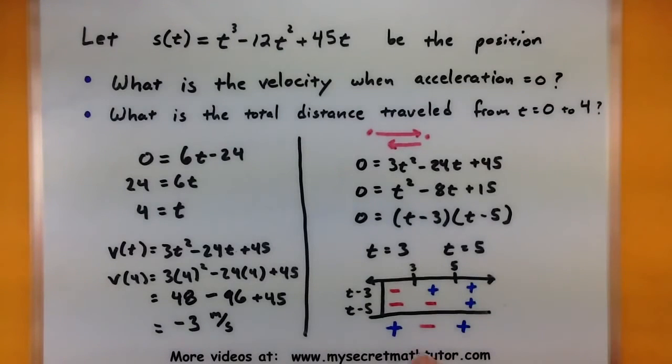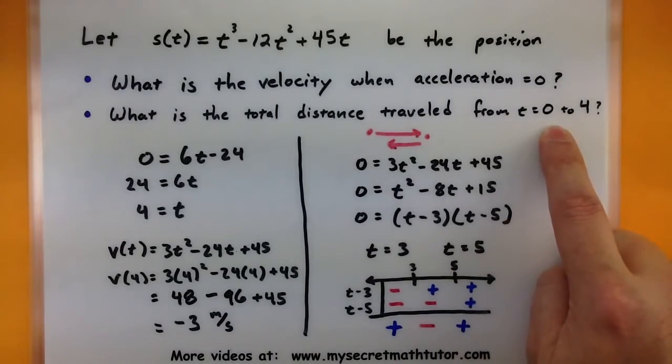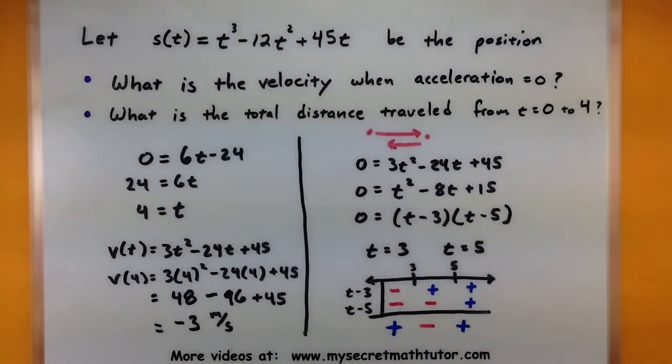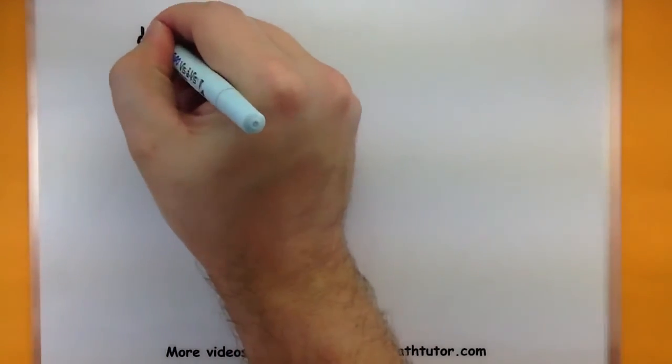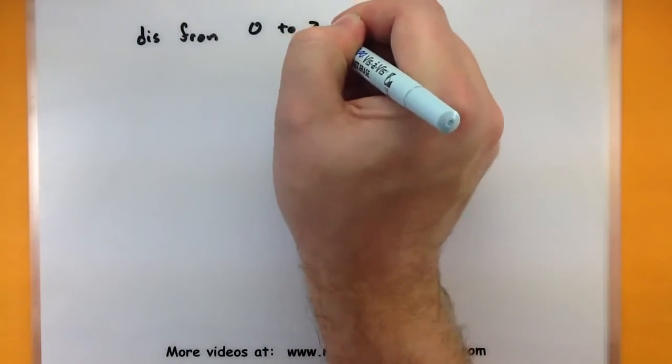So here's the really important thing that I'm picking out of here. My particle changed direction at 3 and 5, and if I'm really interested in the total distance traveled from 0 to 4, it means I need to break this down into two pieces. First, we'll figure out how far it traveled from 0 to 3, and then we'll take a look at how far it traveled from 3 to 4. We'll look at both of those, okay? All right, so let's start off with the distance, say from 0 to 3.